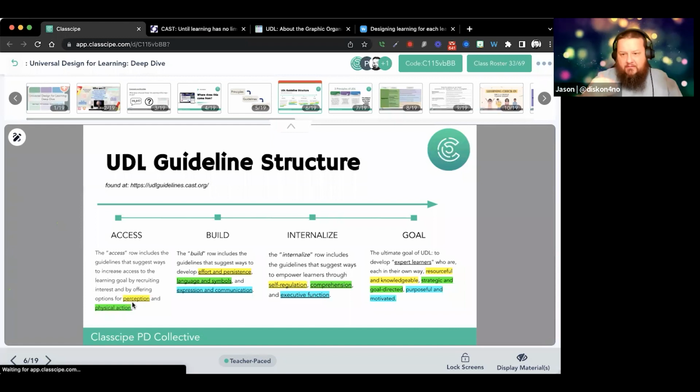Then the next level is build. So you've got this build here. And so you can look, I've highlighted these action words to help you understand what we're looking for in these areas. So access, when we think about, let's say, a student who is struggling in school and we want to begin putting a plan in place for them, access is going to be our first starting point. Okay. That allows the guidelines to suggest ways to increase perception and physical activity.